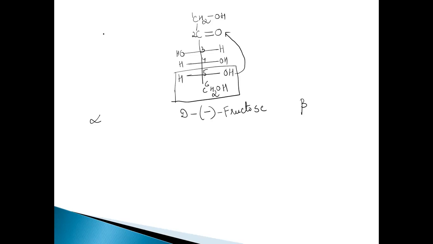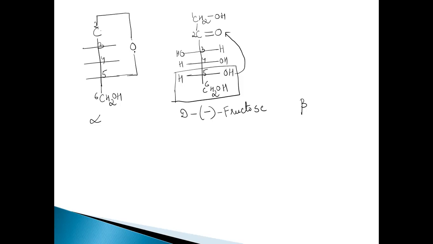This is the 2nd carbon atom. First, I'm writing the 2nd carbon atom. This is 3rd, 4th, and 5th. So 2nd, 3rd, 4th, 5th, and the last one is the CH2OH, which is the 6th carbon atom. This 2nd carbon atom here is linked to the 5th carbon atom with oxygen.